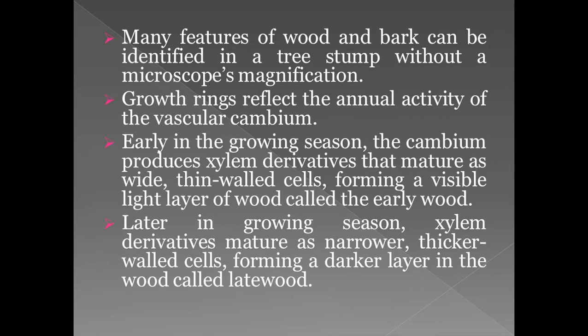Many features of wood and bark can be identified in a tree stump without microscope magnification. Growth rings reflect the annual activity of the vascular cambium. Early in the growing season, the cambium produces xylem derivatives that mature as white, thin-walled cells, forming a visible light layer of wood called the early wood, while later in the growing season, xylem derivatives mature as narrower, thicker-walled cells, forming a darker layer in the wood called the late wood.